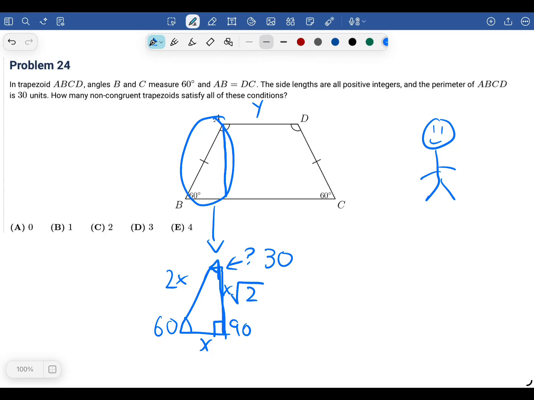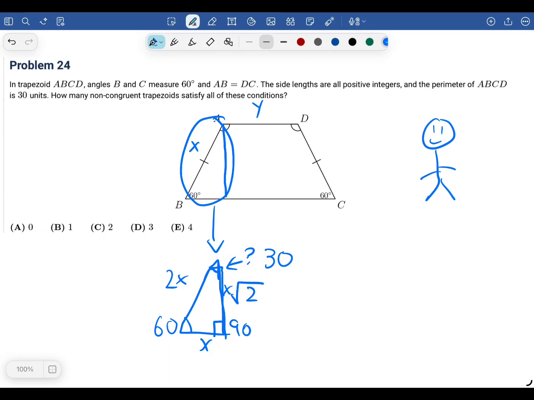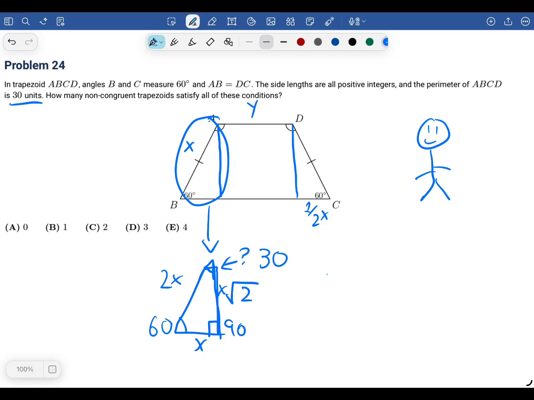Okay, so now we just need to do some simple algebra. Let's just define this as x, and therefore this would be 1/2 of x. So, now that we've defined our variables, we can move on. So the perimeter would be 30 units, and another way to write that is x plus 1/2 of x plus 1/2 of x, which would be 3x, and then plus the 2 y's.